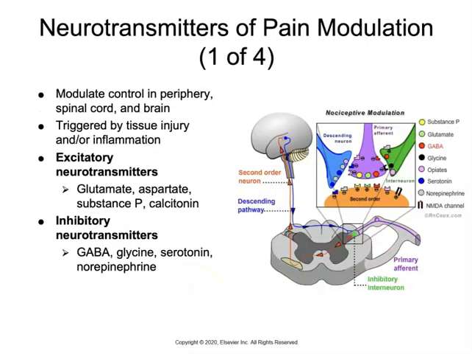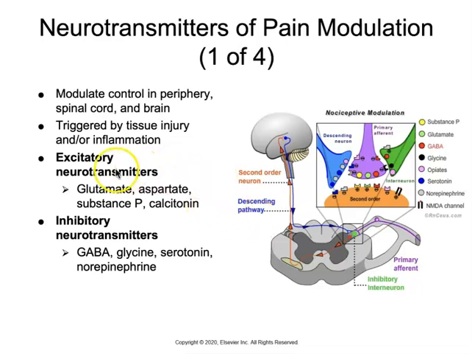Now for our neurotransmitters of our pain modulation, we're going to be able to control this in different areas like the peripheral nervous system, spinal cord, and brain. And we'll see that it's triggered by tissue injury and/or inflammation. So when we have excitatory neurotransmitters, we will have secretion of prostaglandins, histamine, and bradykinin when we have that tissue injury. And if there's a type of chronic inflammatory lesion, we tend to see more of our lymphokinins.